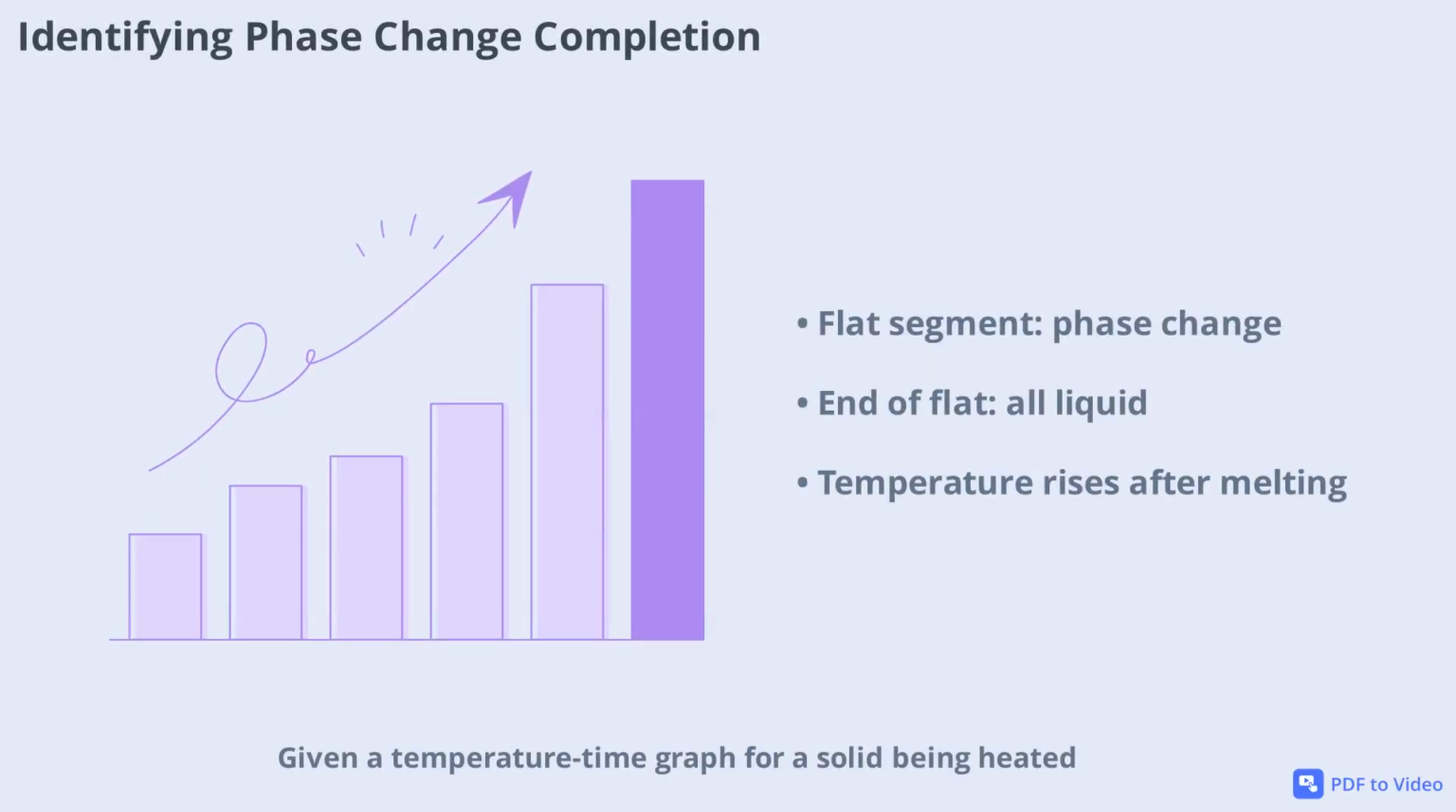Given a temperature time graph for a solid being heated, how do you identify when it has just become completely liquid? We'll discuss the features of the graph, focusing on the end of the flat segment where temperature starts to rise again. This point marks the completion of melting, a critical skill for interpreting experimental data.